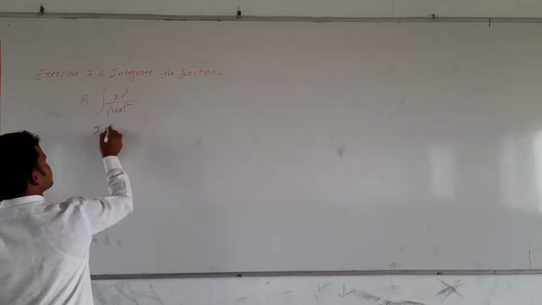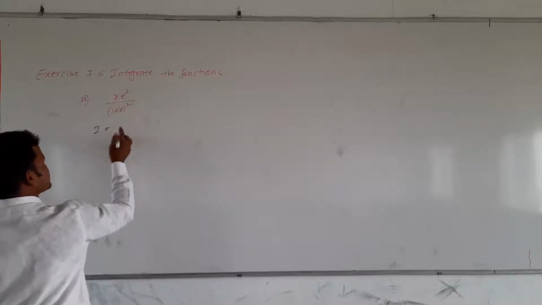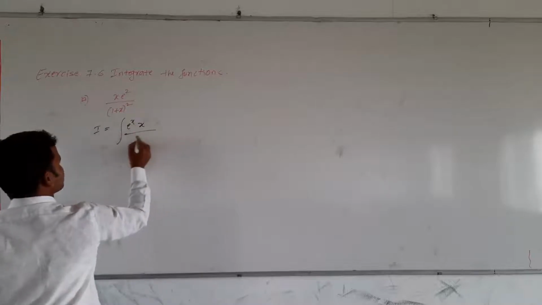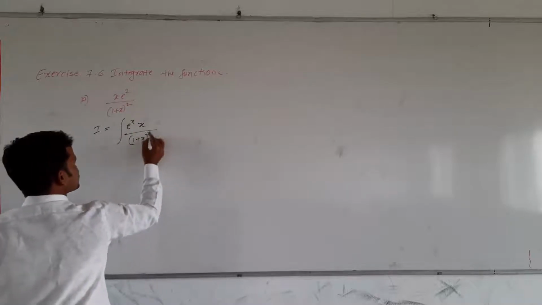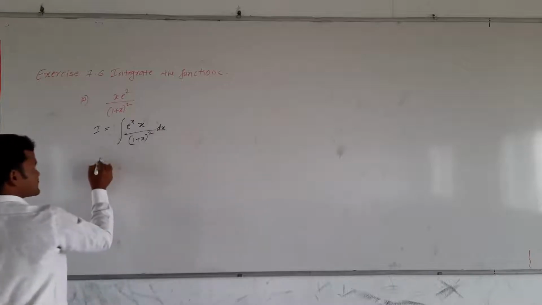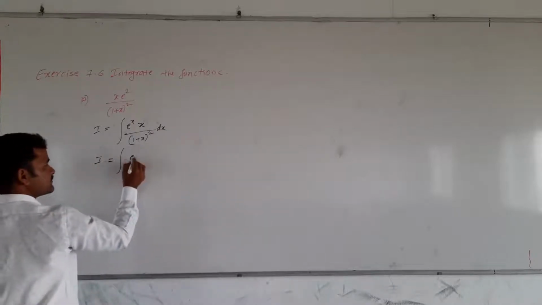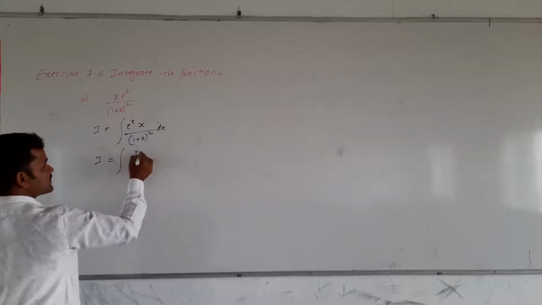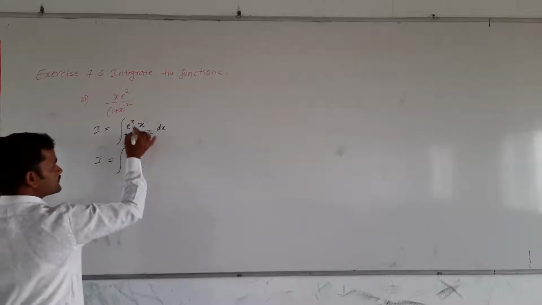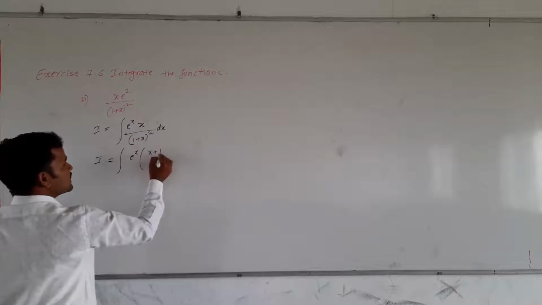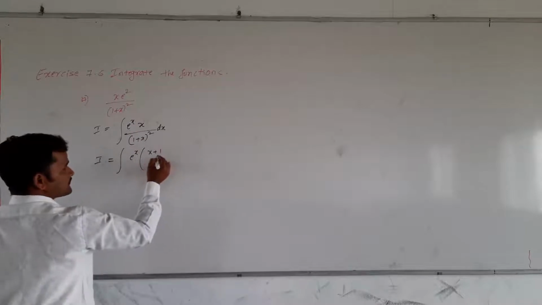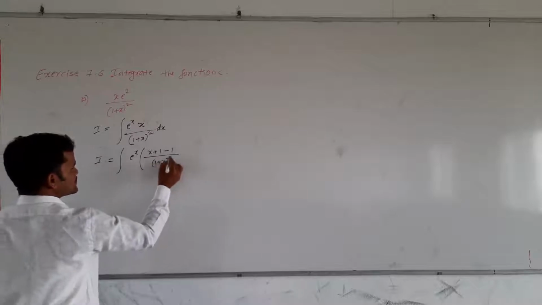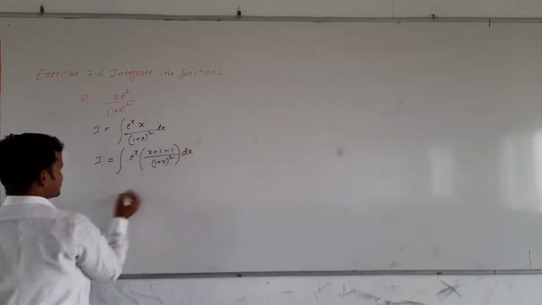I is equal to integration of e raised to x into x by (1 plus x) whole square into dx. Keep e raised to x as it is. Here 1 plus x is there in the denominator, so for that, in the numerator we will try to have x plus 1. We will write (x plus 1 minus 1) divided by (1 plus x) whole square into dx.